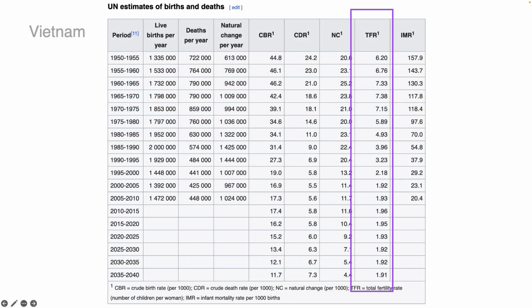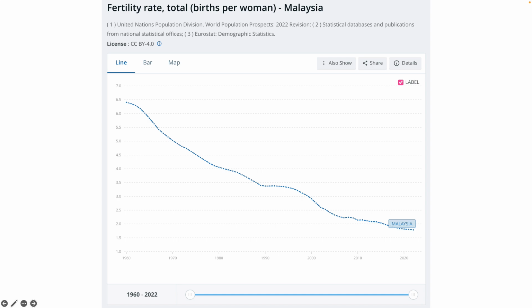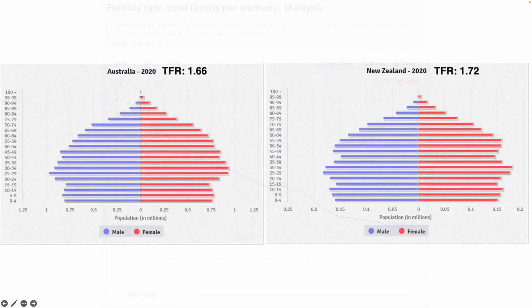You can check out the TFR of countries on your own by typing in the country name and the word demographics. So this Wikipedia page belongs to Vietnam demographics. You can also find this info on the worldbank.org website. Here you can see fertility rates just plummet in Malaysia.